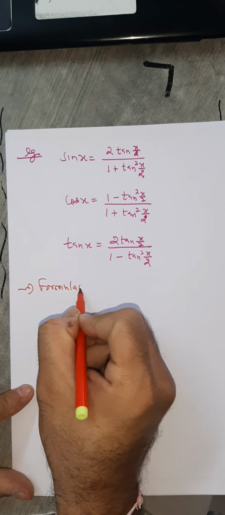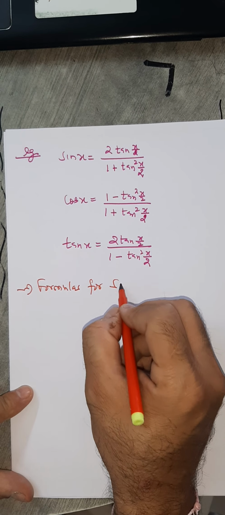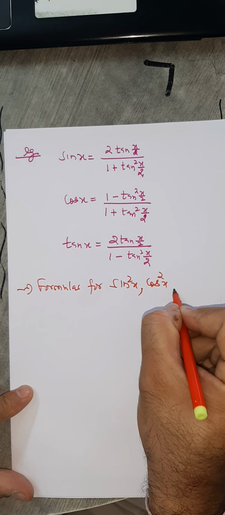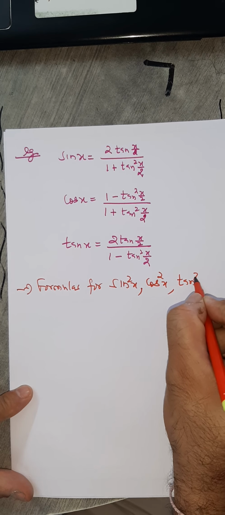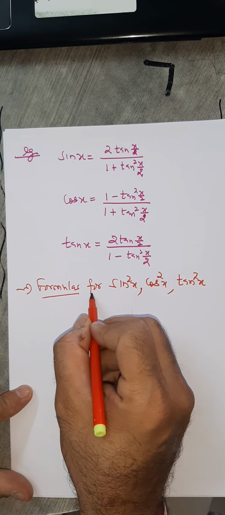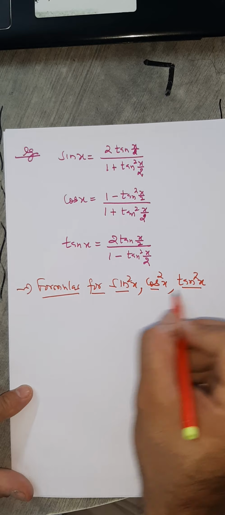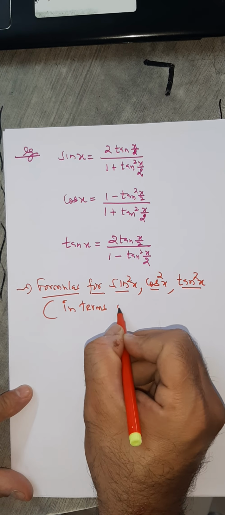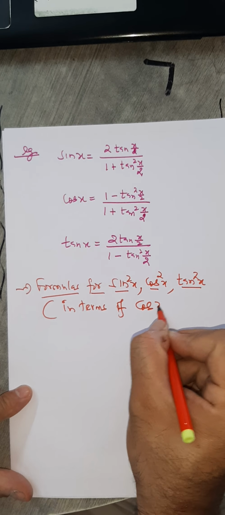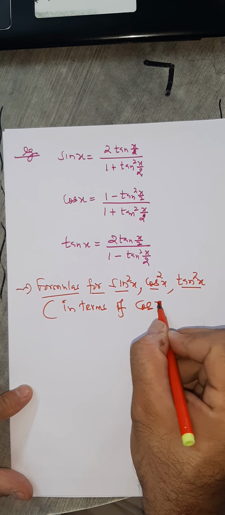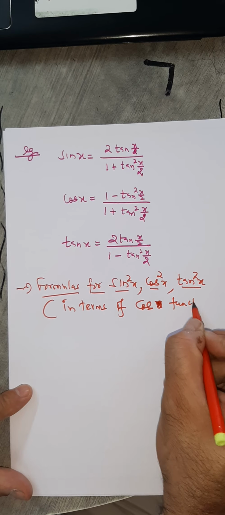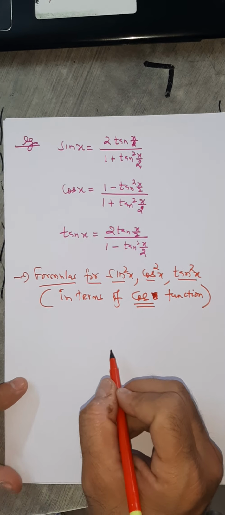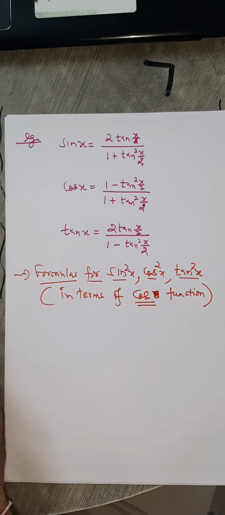Formulas for sine square and cos square. Even you can write tan square also. Formulas for sine square, cos square and tan square in terms of cos function, remember, in terms of cos function. These are called sometimes double angle formula. You will see how I'm writing.